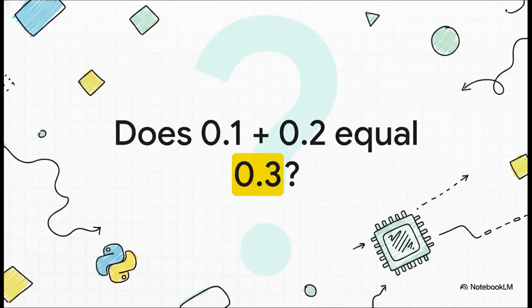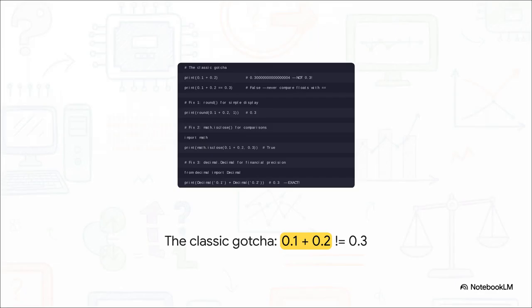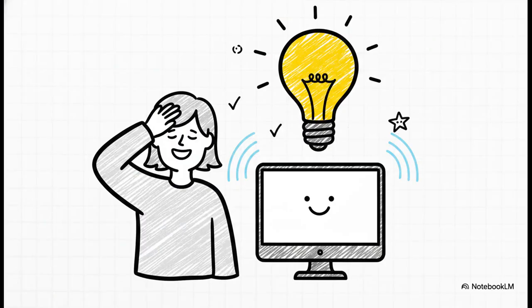So, does 0.1 plus 0.2 equal 0.3? I mean, mathematically, absolutely yes. But let's see what Python actually thinks about that assumption. You run the code, and instead of a clean 0.3, Python spits out 0.3, followed by a ridiculously long string of zeros and a random 4 right at the end. And if you try to verify that using a double equal sign to compare it to 0.3, Python literally tells you it's false. Okay, it's not a bug, and you are not doing it wrong.